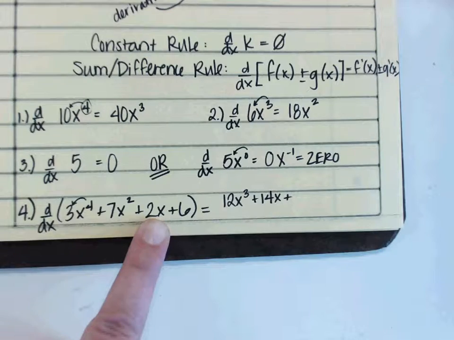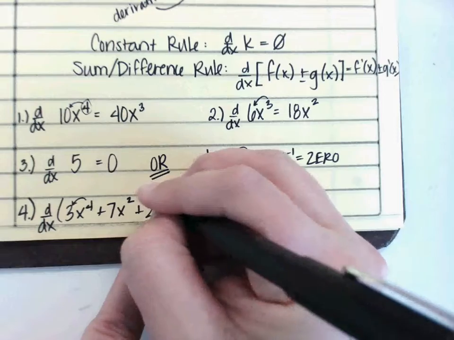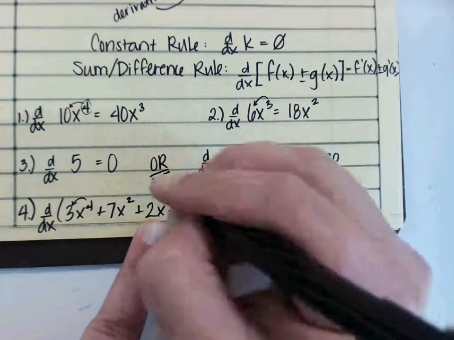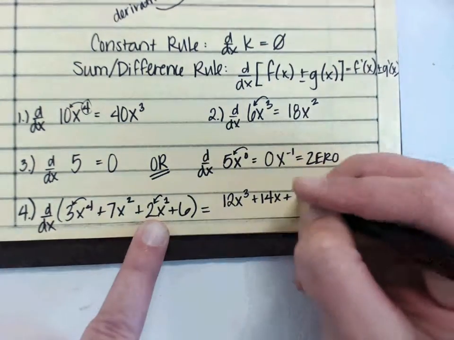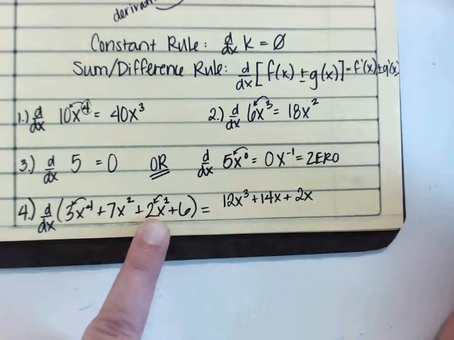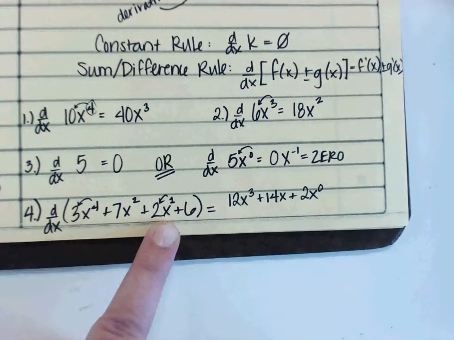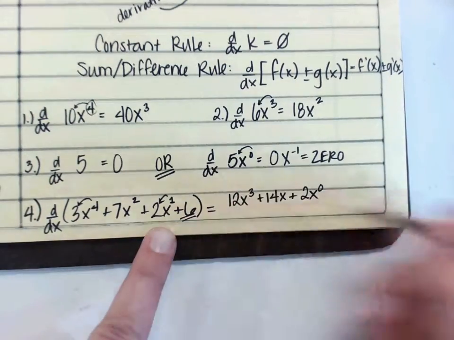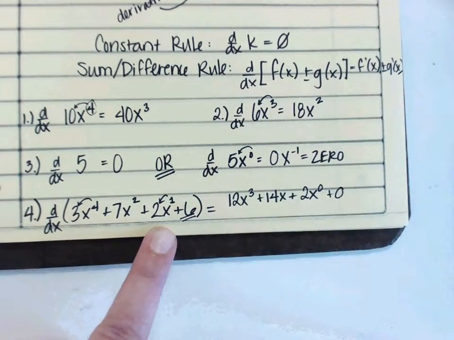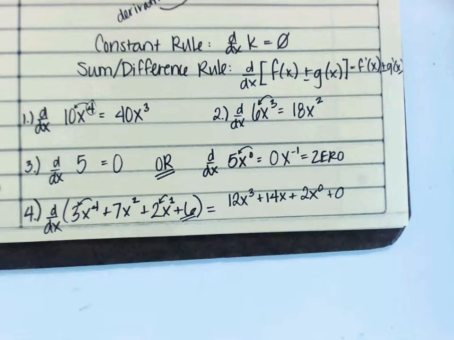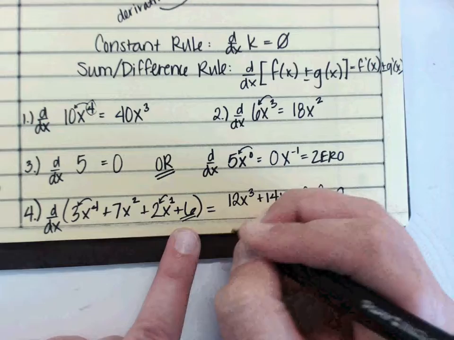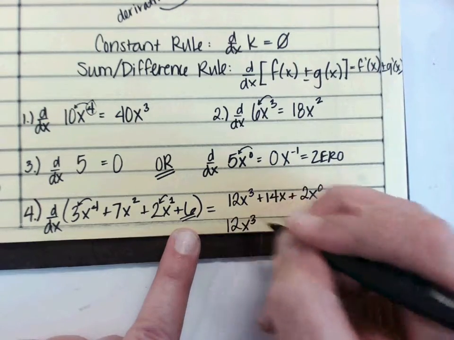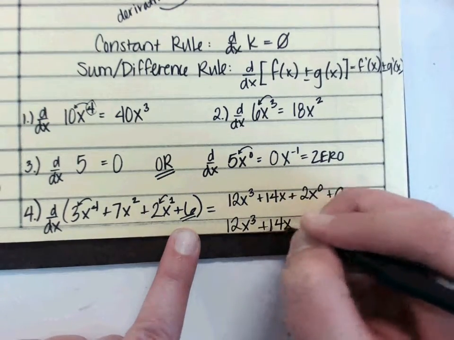If it's a 2x, that's 2x to the what? To the 1. So put a little 1 on there. 1 times 2 is 2. And x is now to the what? 0. Okay, last one is a 6. That's a constant. What's the derivative of a constant? 0. Now, obviously, some of those terms look more complicated than they need to be. So for my final answer for that, I'm going to put 12x cubed, 14x plus 2.